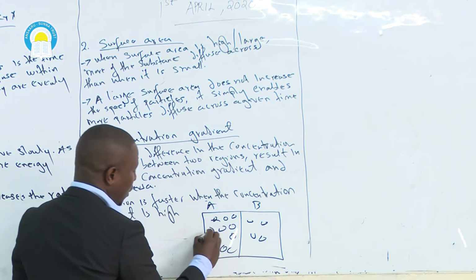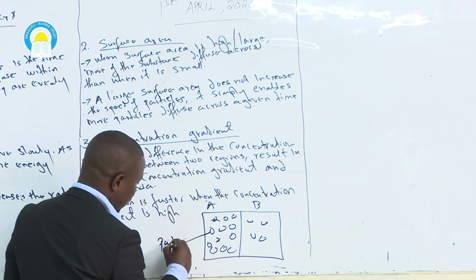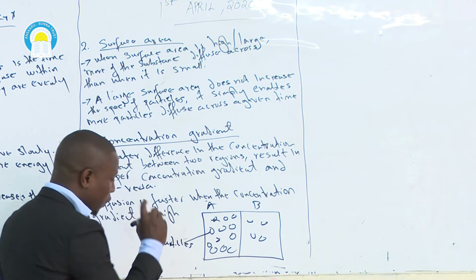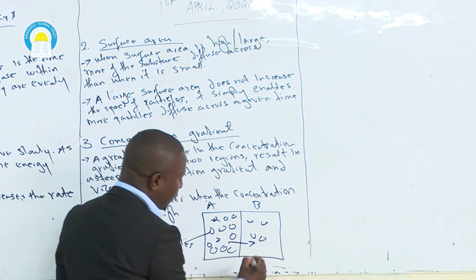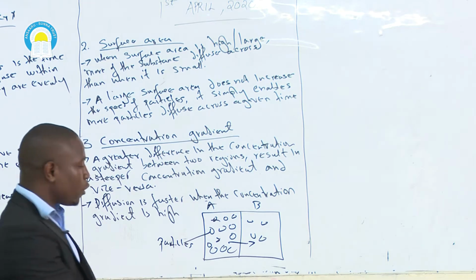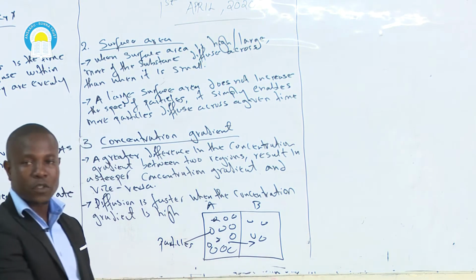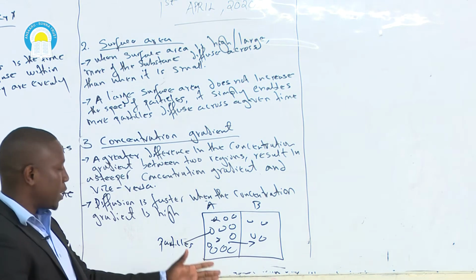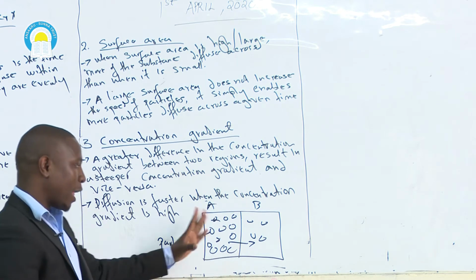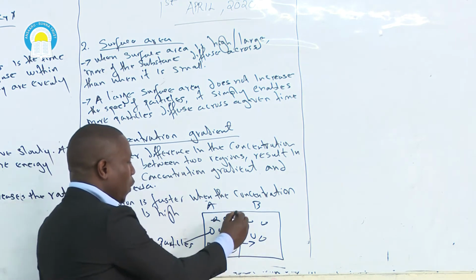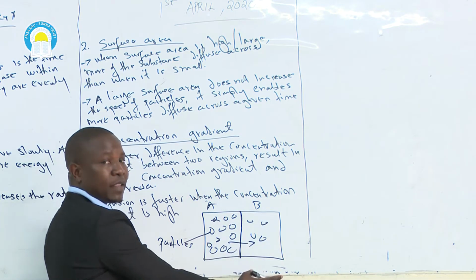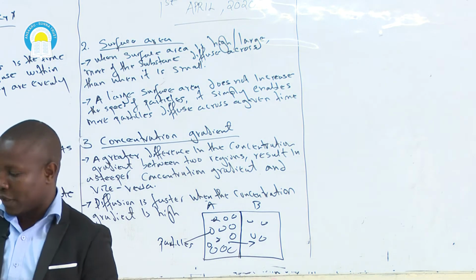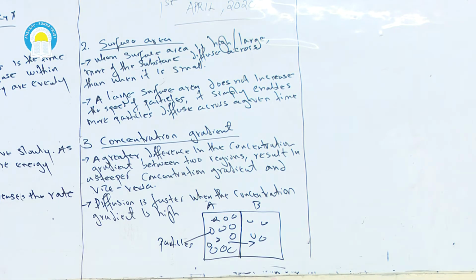Then these are what? Particles. So you can see particles are highly concentrated on side A than on side B. So this is the direction. The arrow points the direction of what? Particles, where they are moving from side A to side B. Across. So when the particles are moving from point A to point B, one side is highly concentrated and the other side is lowly concentrated. It's called what? The concentration gradient.